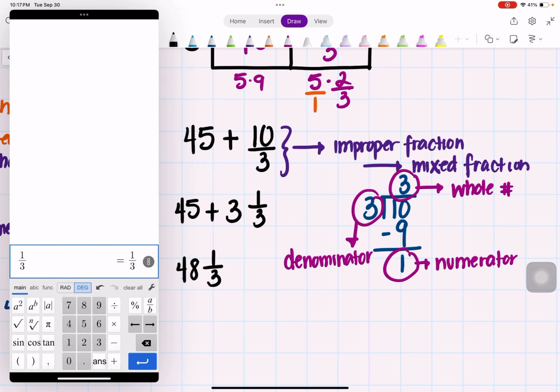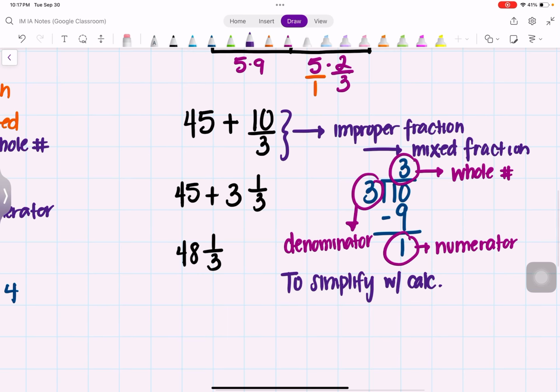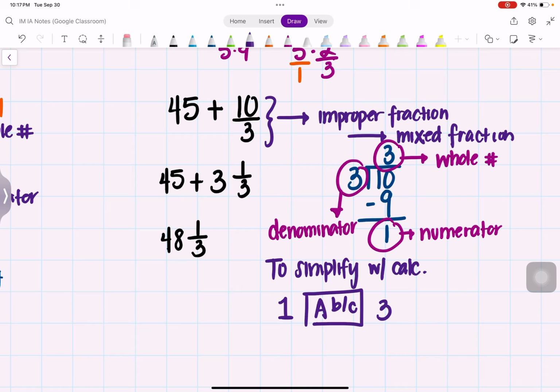Once again, guys, how we check if it's simplified, you need to enter it on your calculator. So to simplify with the calculator, we would enter it. Let's say on this one, I would enter the number 1. And then I would click the ABC button, guys, to create a fraction, and then 3, right? Doing so would give me a result of 1, and then that little comma and 3. So it'd just be 1/3.